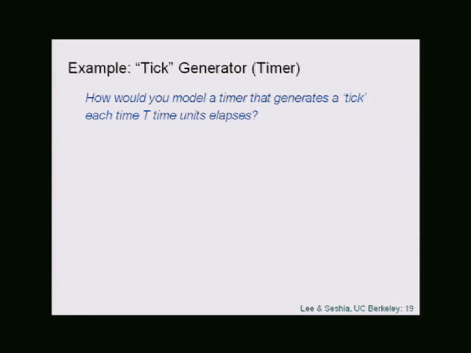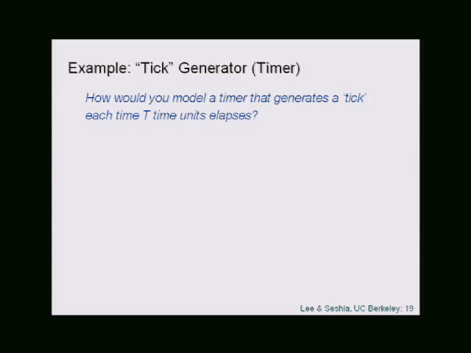Okay, so x dot of t equals 1, and the guard is x of t greater than t. A tick, exactly. So the output action is simply generating a tick. Okay, so that's what you have here.